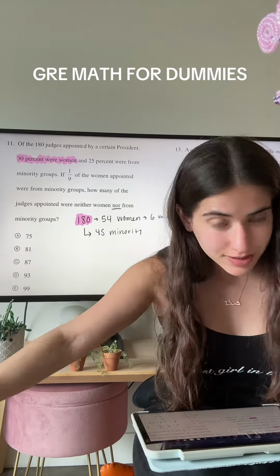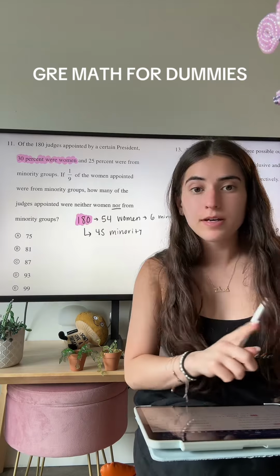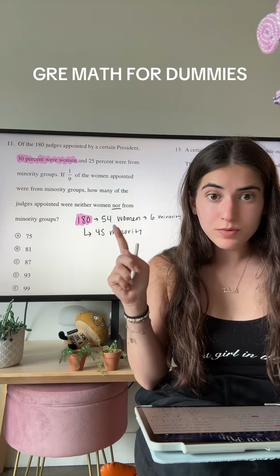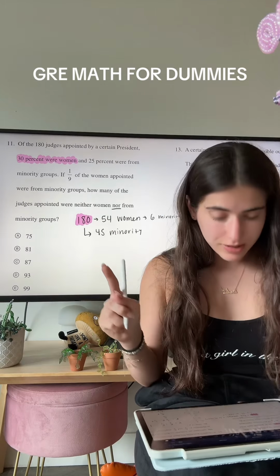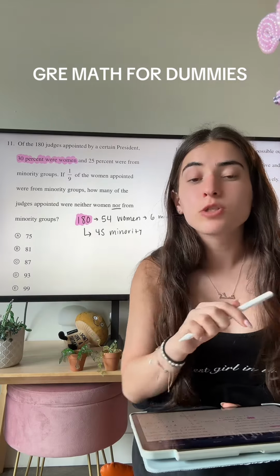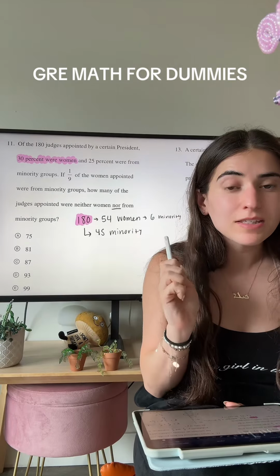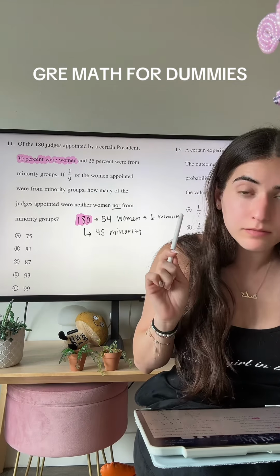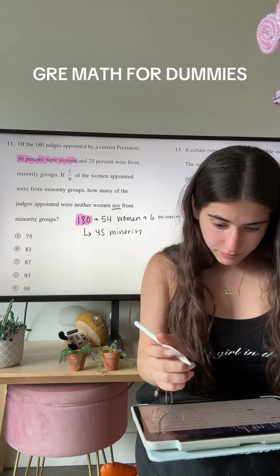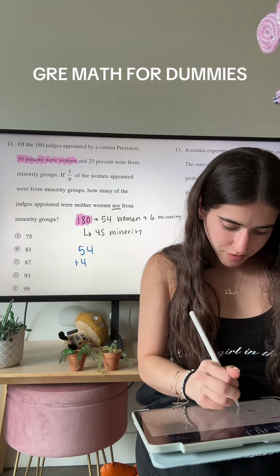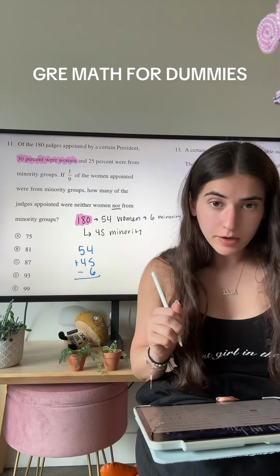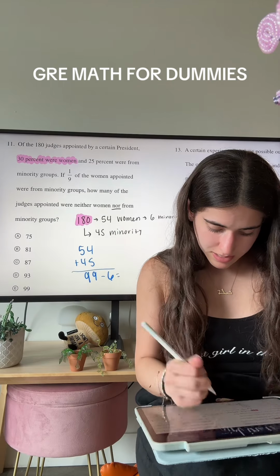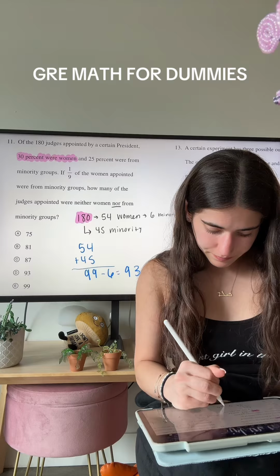Now, the question says, how many judges were neither women nor minority groups? So what we have to do is add up 54 plus 45 and then subtract 6 because this 6 represents the overlap. We don't want this overlap here. We can't have it. So we have 54 plus 45 minus 6. 54 plus 45 is 99, minus 6 is 93.